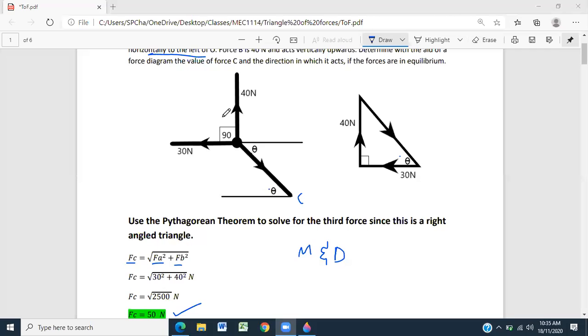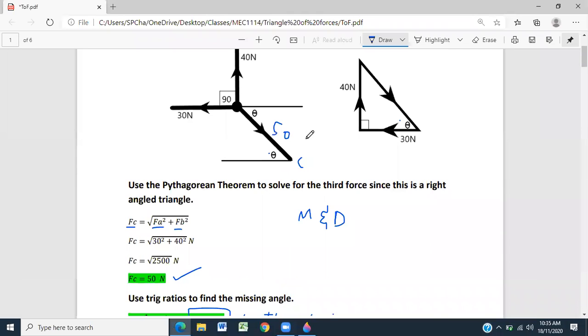So Lamy's theorem would be something like we'd need this angle, right? And we'd have these magnitudes. We found this here as 50, right? So Lamy's theorem would be something like 50 over sine 90 is equal to, and you'd want this one, right? And this angle here, let's call this something, is equal to 30 over sine of whatever that thing is.